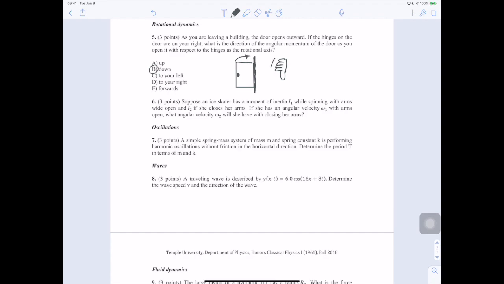Suppose an ice skater has a moment of inertia I1 while spinning with arms wide open, and I2 if she closes her arms. If she has an angular velocity omega 1 with arms open, what angular velocity omega will she have with closing her arms? So angular momentum L equals I times omega in magnitude. Angular momentum is conserved, so therefore L1 equals L2. So I1 times omega 1 equals I2 times omega 2, and therefore omega 2 equals I1 divided by I2 times omega 1.